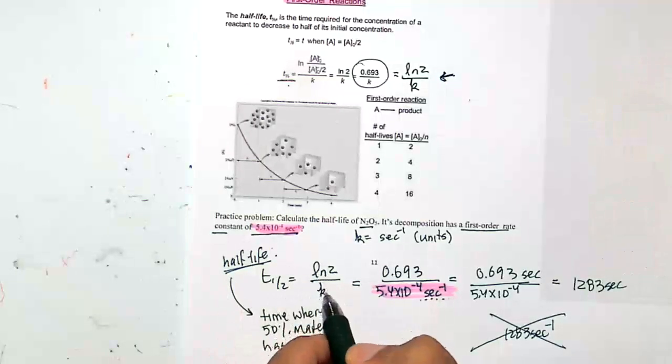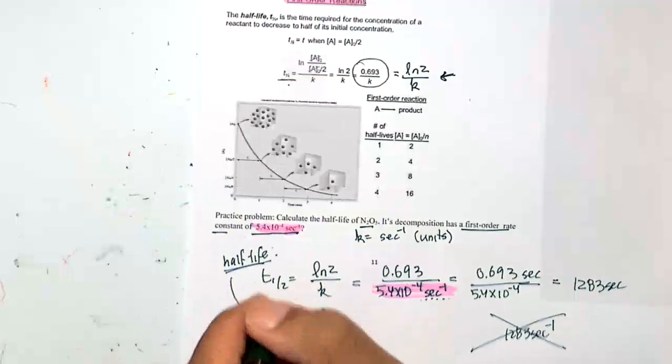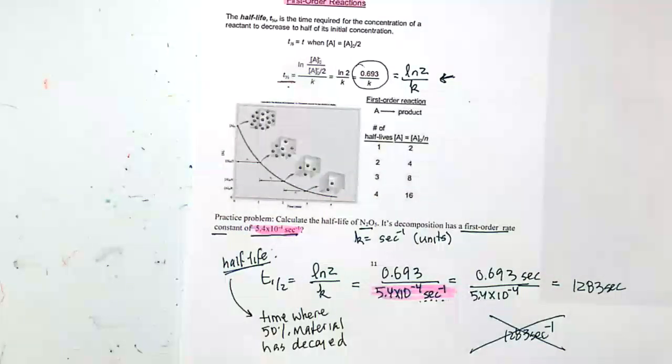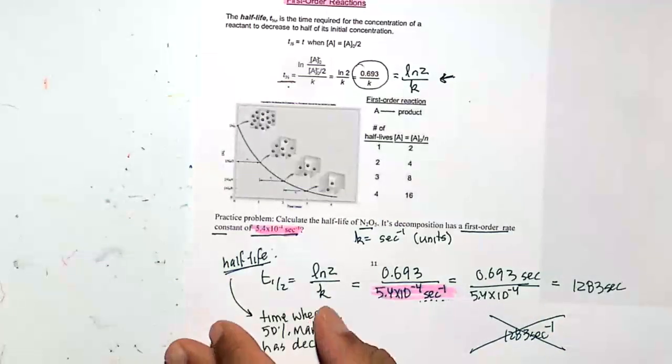So for first order, this is the equation I want you to use. Zero order, it's another equation. Second order, it's a totally different equation. So everything depends on decay. All right, let's move on to page 12 here. With your blessing, I'm going to move on to page 12.